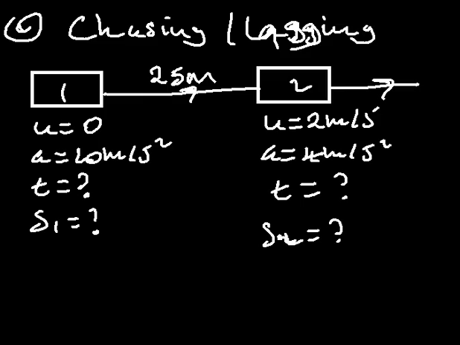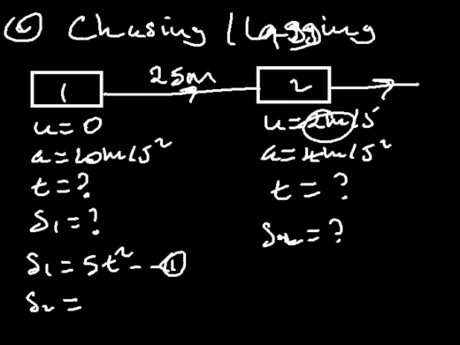But what is the displacement for object 1? S1 is given as 5t squared. That's the displacement for object 1, according to the principles. And how about the displacement for object 2? Since we have the initial velocity, we have it as 2t plus 2t squared. And this is basically equation number 2.